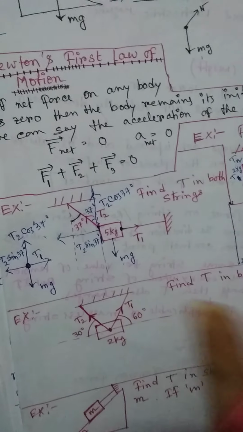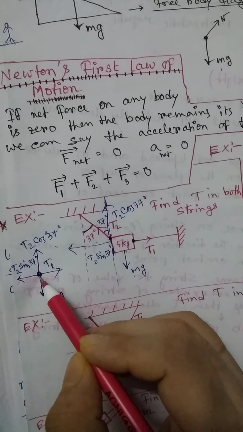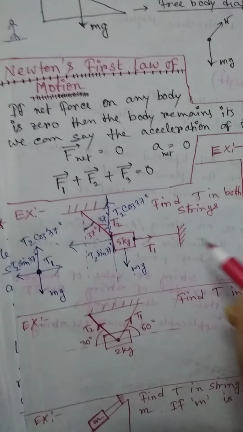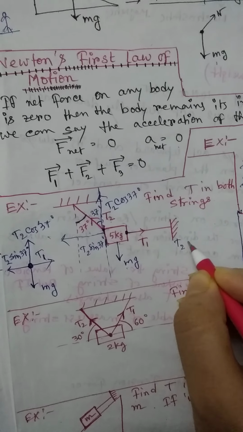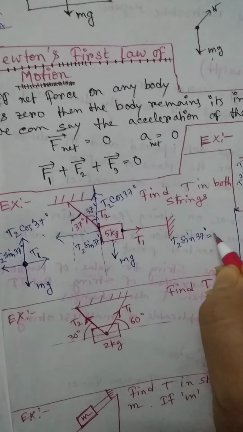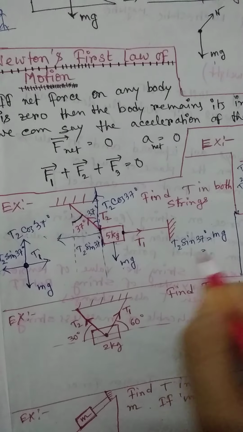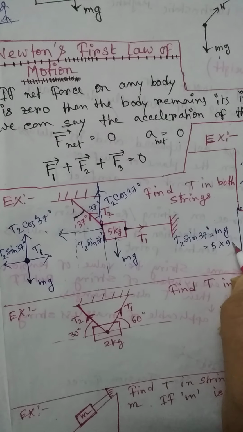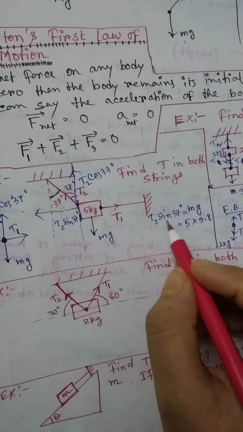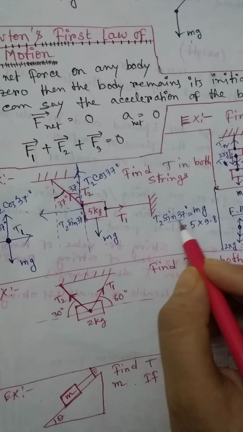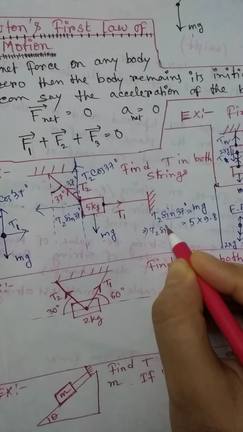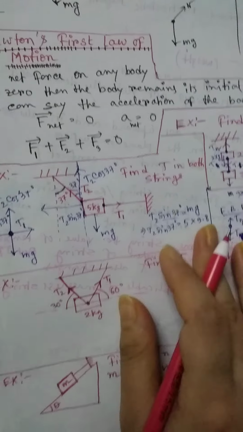Okay, so just look here. If the body is in equilibrium, then these two forces are balanced and these two forces are also balanced. That means T2 sine 37 degree equals mg, right? M into G. M means 5, into G equals 9.8. From this equation you can find out, just use a calculator to get the value of sine 37, and then if we solve this equation, you can find out the value of T2, right?